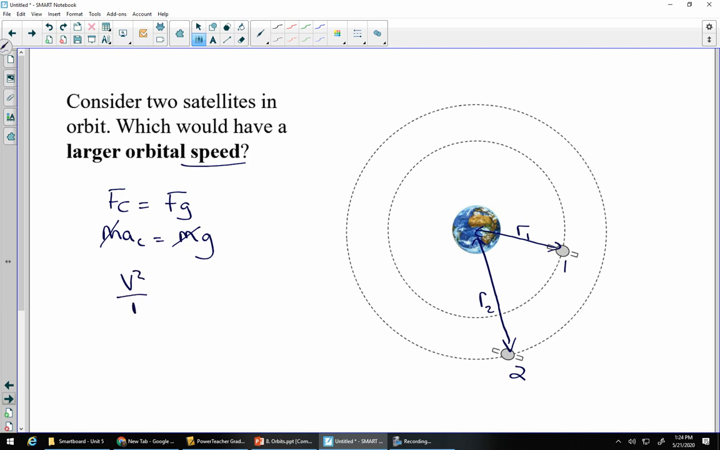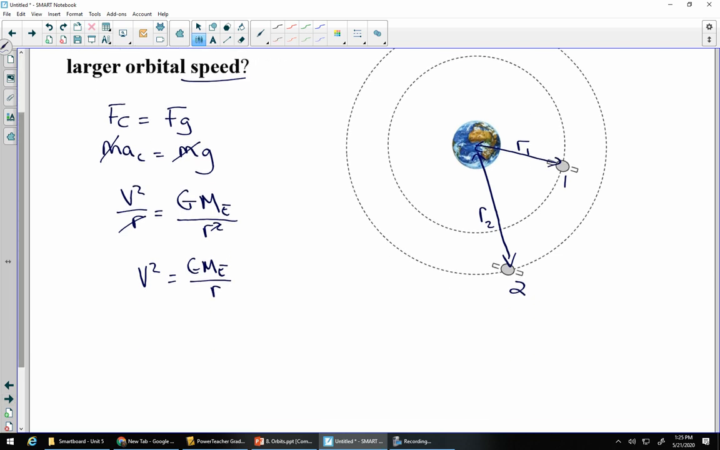AC is V squared divided by R, and G, gravitational field strength, is gravitational constant times the mass of the Earth divided by the radius squared. Keeping in mind that's the orbital radius. So let's see, I'm going to cancel those ones out. And it looks like I got V squared is equal to G M over R. Now if I wanted to look at just V, I'd take the square root of both sides.